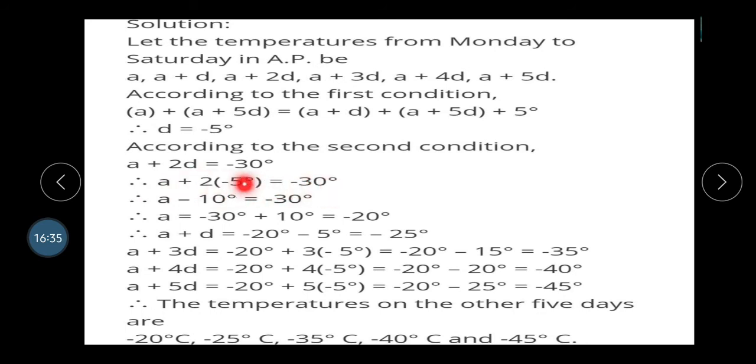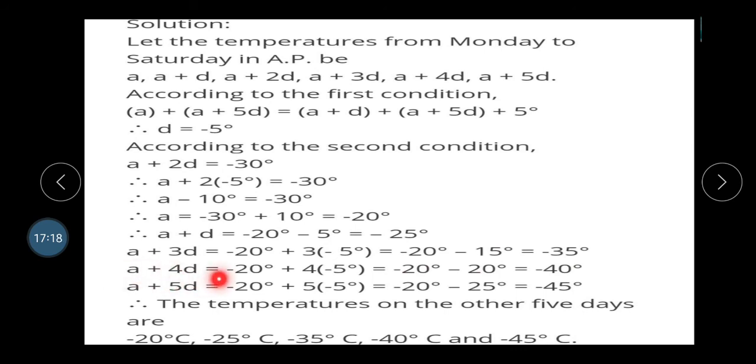So 2 into minus 5 is minus 10. Adding 10 on both sides, we get minus 30 plus 10, so we will get minus 20. Now we got the value of A, students. So we can substitute this in our temperatures which are given. A plus D is equal to minus 20 minus 5, that is minus 25. A plus 3D is equal to minus 20 plus 3 into minus 5. We will get minus 20 minus 15, so minus 35. Minus and minus, always we need to add and put the sign of the greater number.